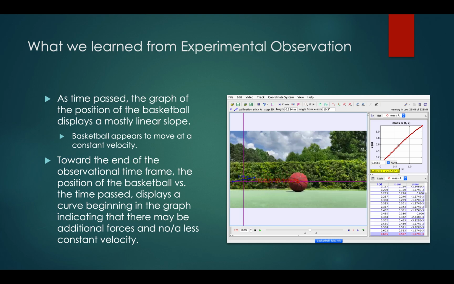Here's what we learned from the experimental observation. As time passed, the graph of the position of the basketball displays a mostly linear slope. The basketball appears to move at a constant velocity. But towards the end of the observational time frame, the position of the basketball versus the time passed displays a curve beginning in the graph, indicating that there may be additional forces and no or a less constant velocity.